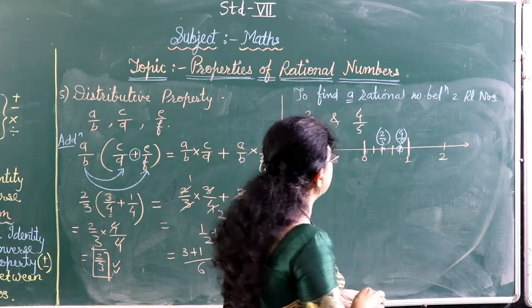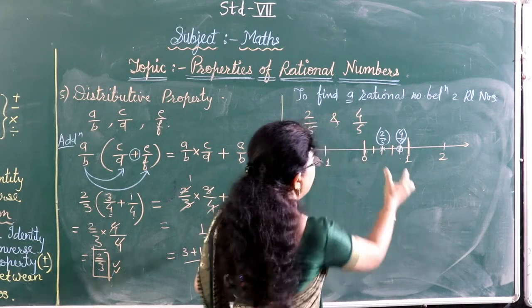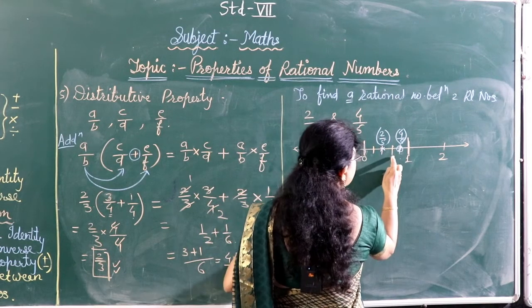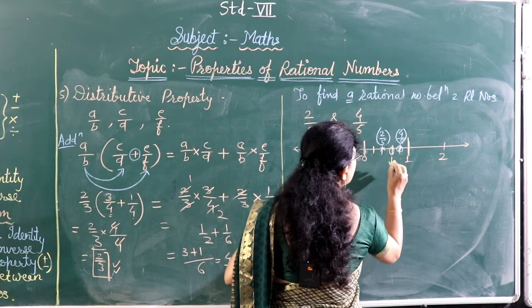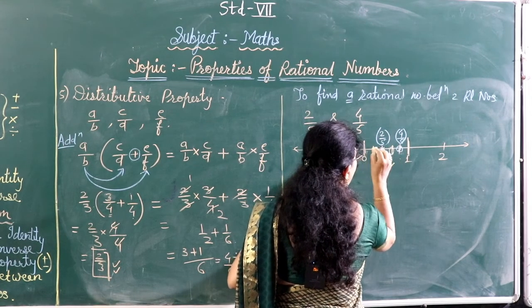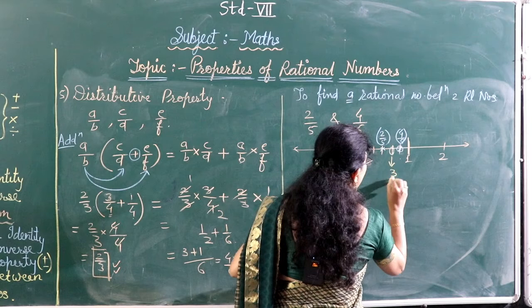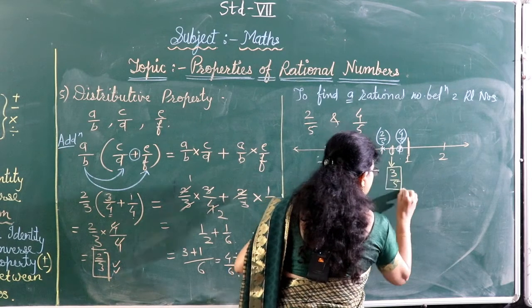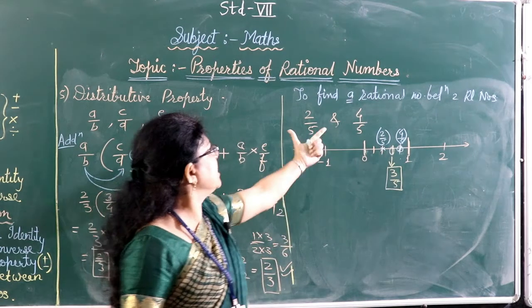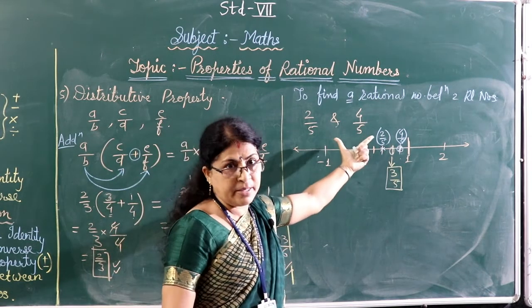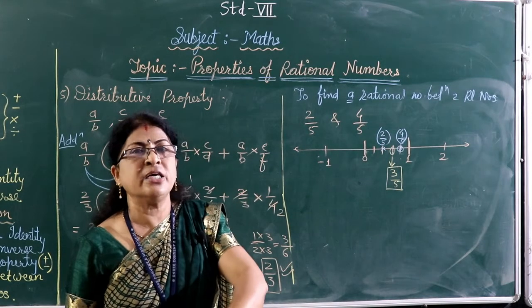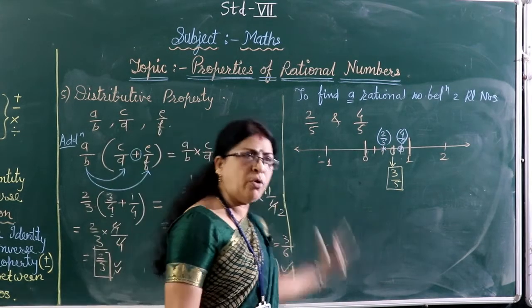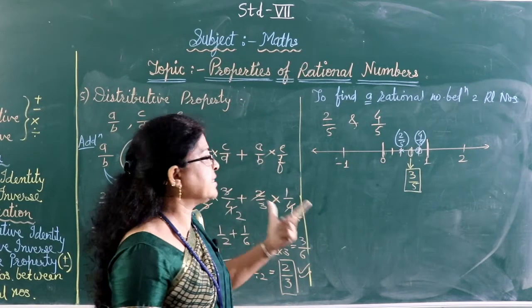Now which fraction is between them? Between these two fractions, which fraction is lying? This one. This one is lying between these two. What is this fraction? After 0 count 1, 2, 3. So 3 by 5 is the rational number that lies between these two rational numbers. This is according to the representation on the number line. Now we will see how to find it without representation on the number line.